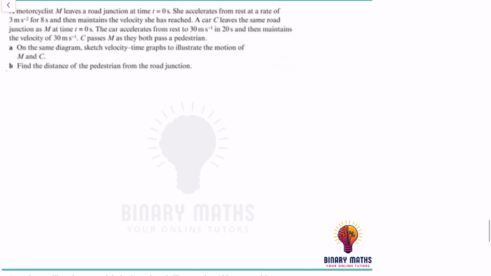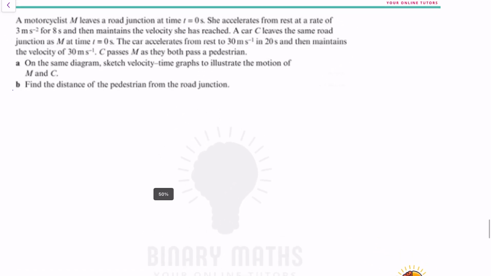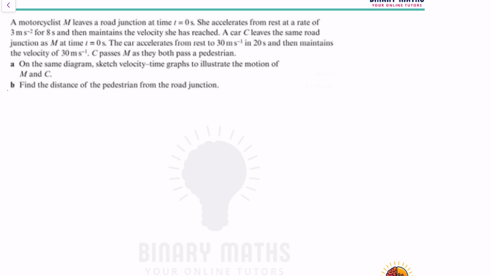A motorcyclist M leaves a road junction at time t equals 0. She accelerates from rest at a rate of 3 meters per second squared for 8 seconds and then maintains the velocity she has reached. A car C leaves the same road junction at time t equals 0. This car accelerates from rest to 30 meters per second in 20 seconds and then maintains a velocity of 30 meters per second. C passes M as they both pass a pedestrian. On the same diagram, sketch velocity time graphs to illustrate the motion of M and C.